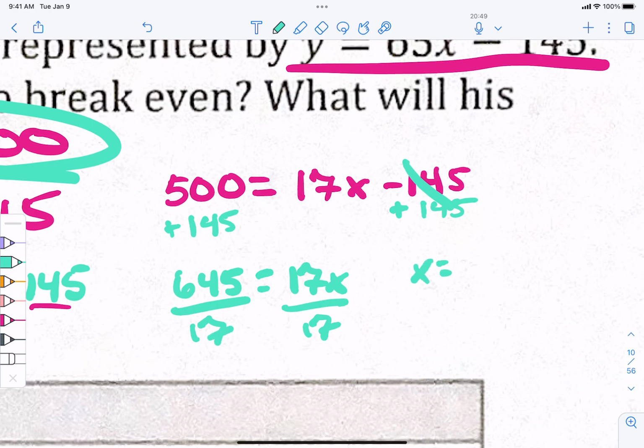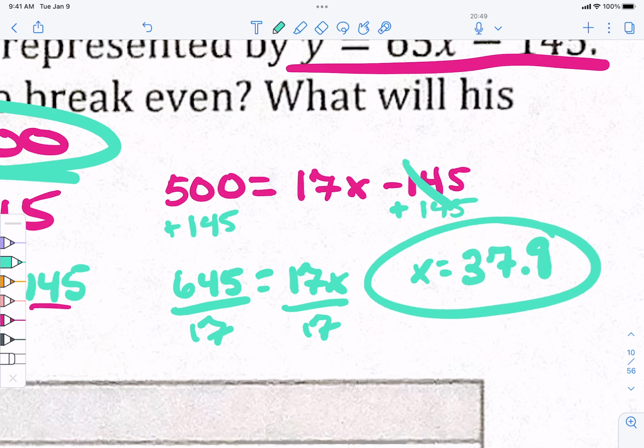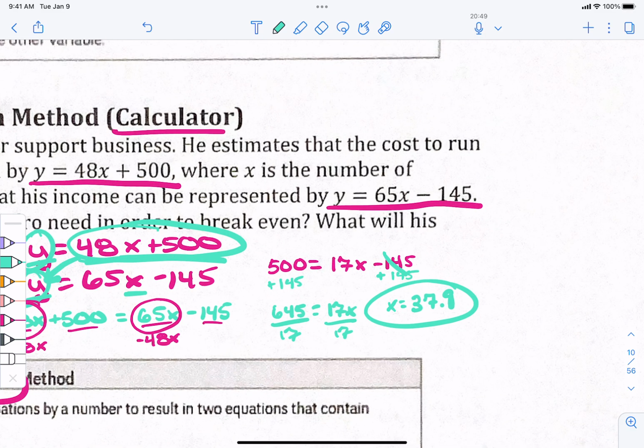I don't know. I remember doing this. 645 divided by 17? 37.9. Ugh, 37 point what? 9. 37.9. Gross. 37.9. Okay.